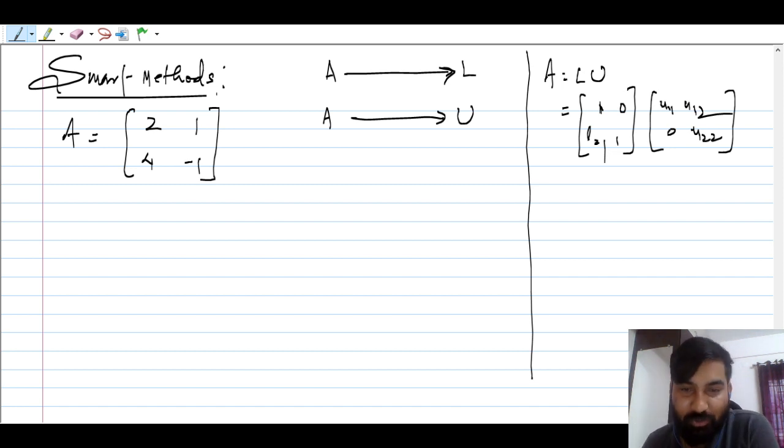And then how to get U matrix, right? So it's a very simple method. If you know, just wait. Wait and watch. I'm just telling you, right?